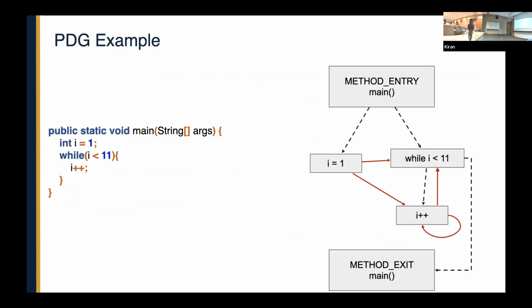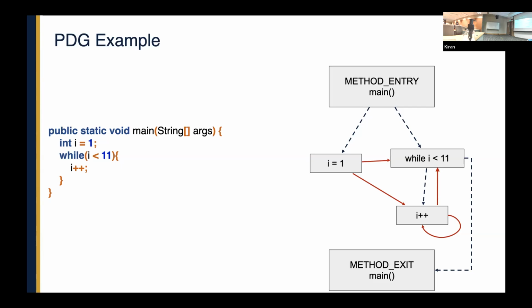So here's a very simple example of how a program dependence graph would look for this same method here. A program dependence graph always has a method entry and a method exit to represent the beginning and the end of that method.